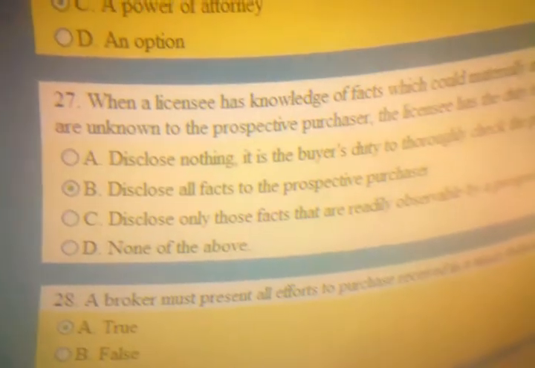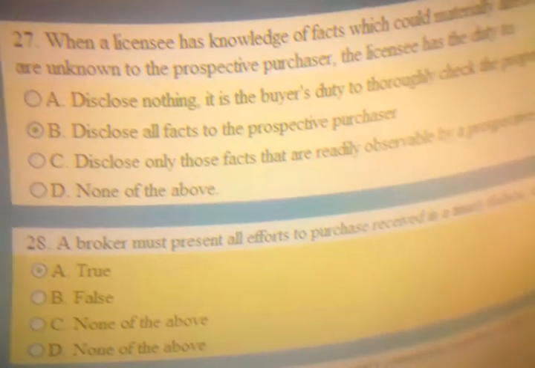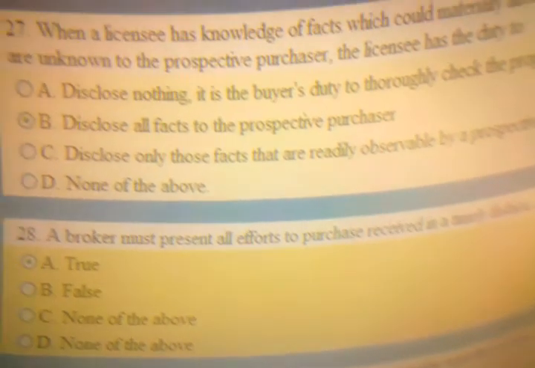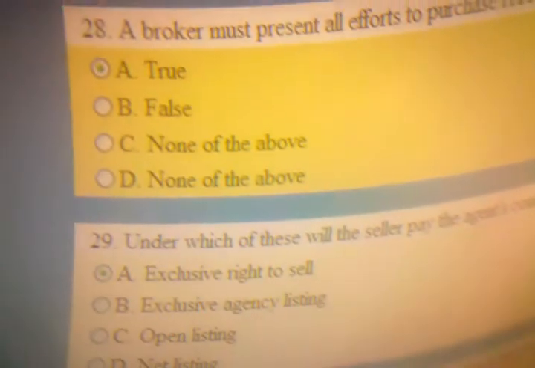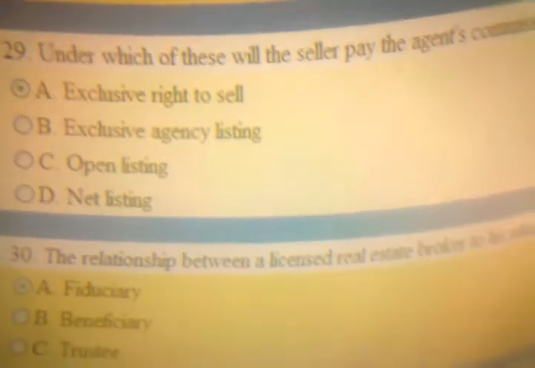When the licensee has knowledge of facts which could materially affect the value or desirability of a listed property, and when the licensee has reason to believe the facts are unknown to the prospective purchaser, the licensee has duty to disclose all the facts to the prospective purchaser. Broker must present all effort to purchase received on a timely fashion, unless the offer is patently frivolous. True. Under which of these will the seller pay the agent commission of who sell the property? Exclusive right to sell.